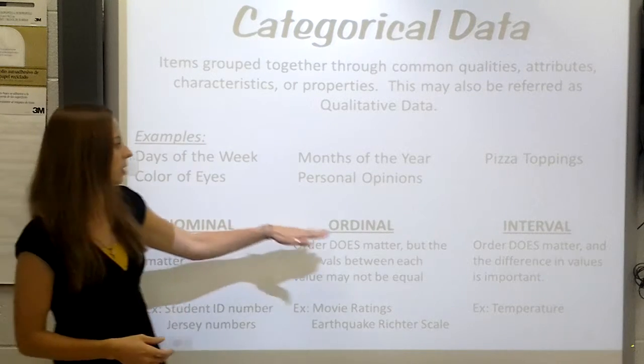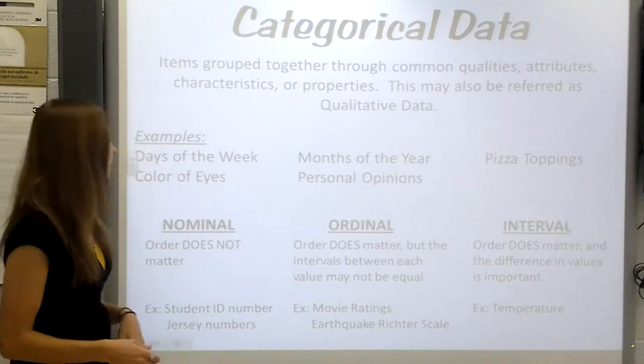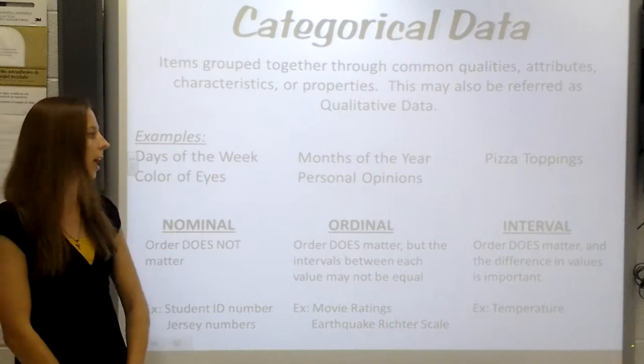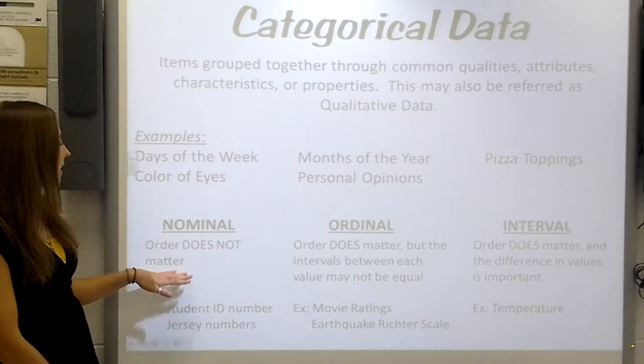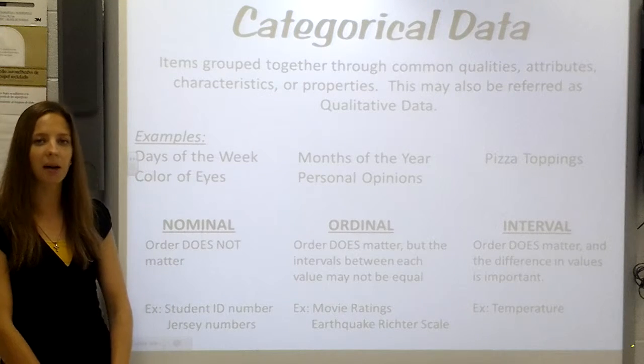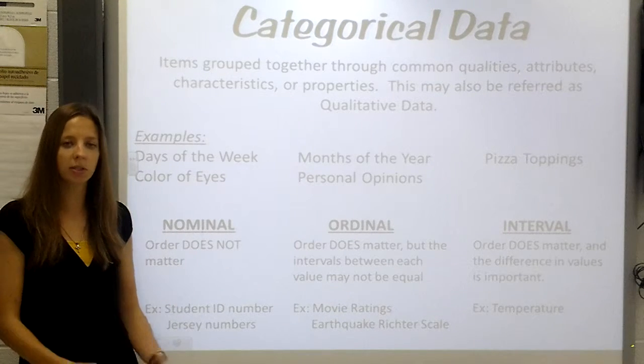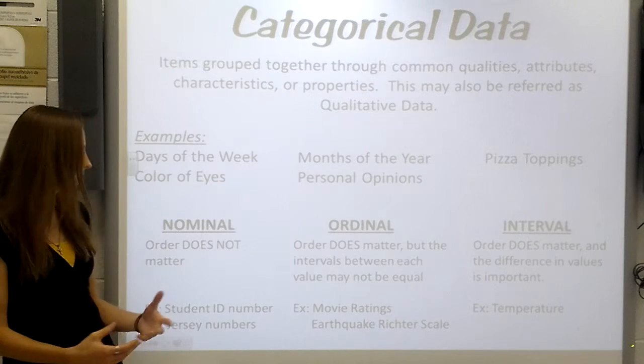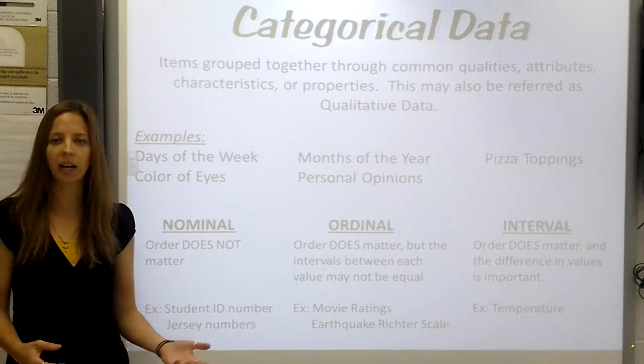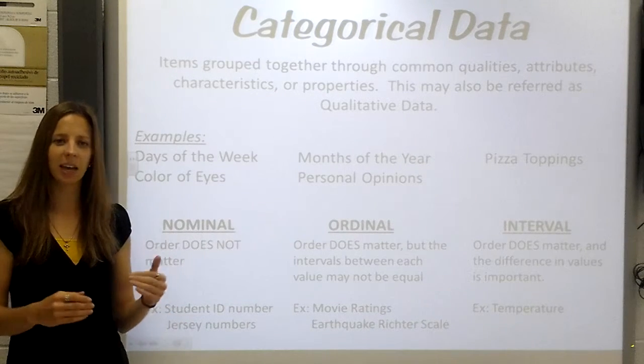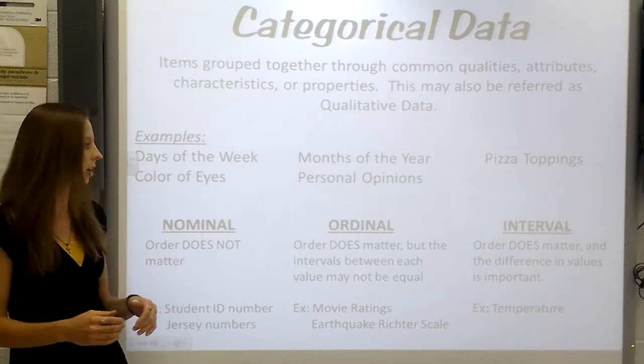There's also three types of categorical data. It's your nominal, ordinal, and interval data. In nominal data, the order does not matter. So when you're posting that data, things like jersey numbers or student ID numbers, they can be listed in any order and it really wouldn't matter.